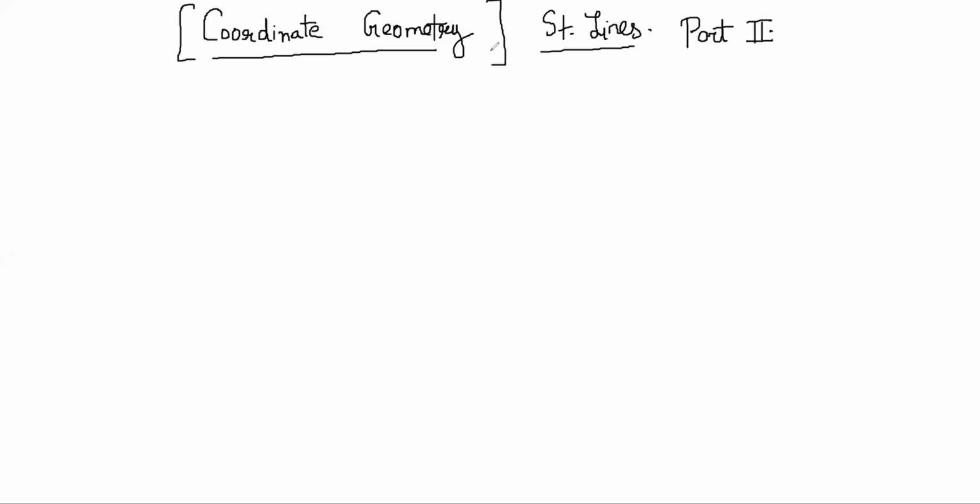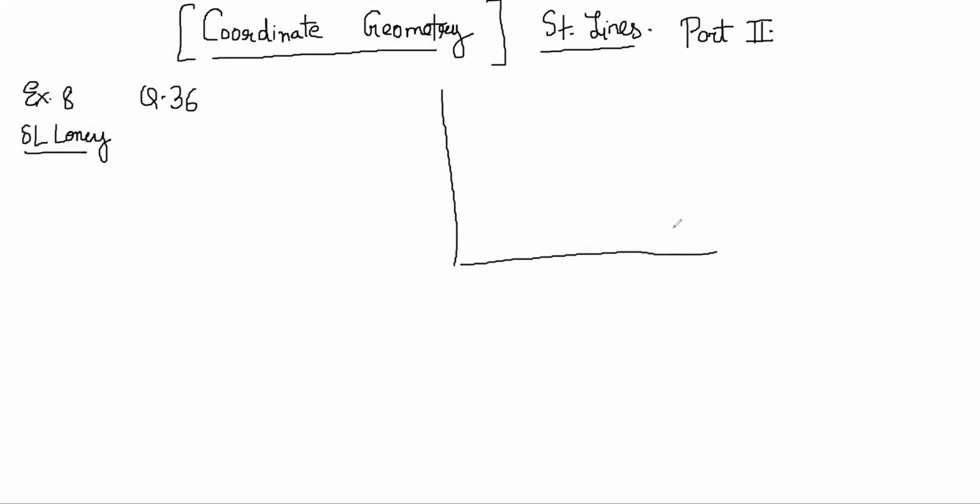One side of a square, this one, no? One side of a square is inclined to the axis. Question exercise 8, question 36, SL Loney. So the question says, you can hear me clearly, no? One side of a square is inclined to the x-axis at an angle alpha.